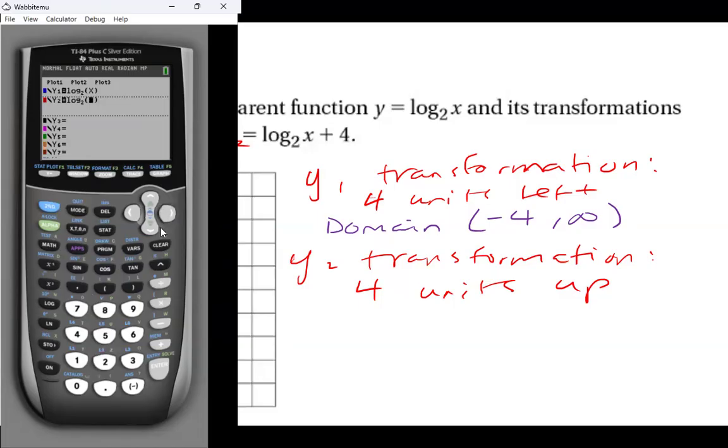And then I have log base 2 of x plus 4. And then my other one is going to be log base 2 of x, and we have plus 4 on the outside. So when I hit graph, it's going to graph my parent function. So there's my parent function. And then my y2, notice how it translated 4 units to the left.